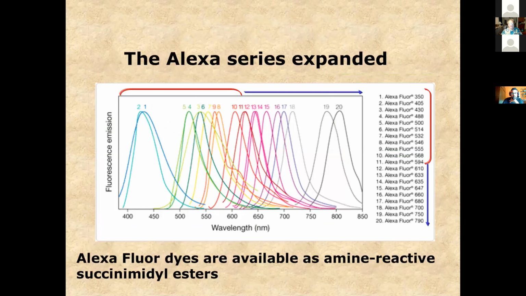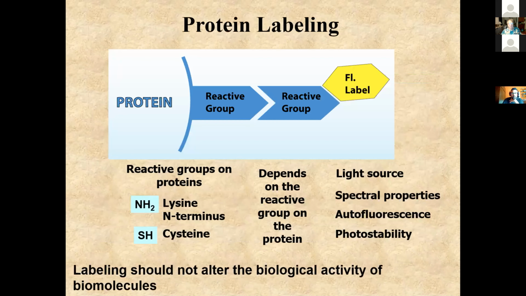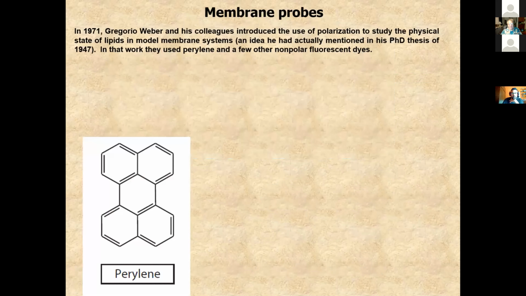And here we see the Alexa Fluor dyes that go over quite a wide range of wavelengths. This is for amine labeled things. What about labeling? Well, proteins have reactive groups like lysine residues or N-terminus NH2 amines or cysteines. And then you can put the reactive groups on your probe depending on what you want to label. And the fluorophore will depend on the light source, the spectral properties you want, maybe autofluorescence you're avoiding, etc. And of course, when you label, you want to be sure to test that it doesn't alter the biological activity.